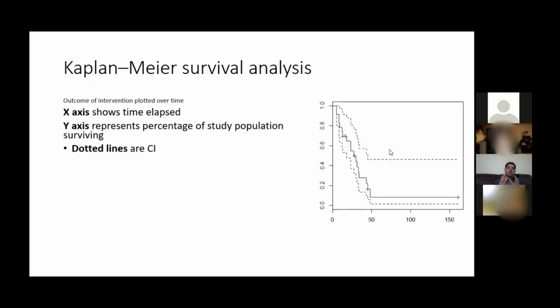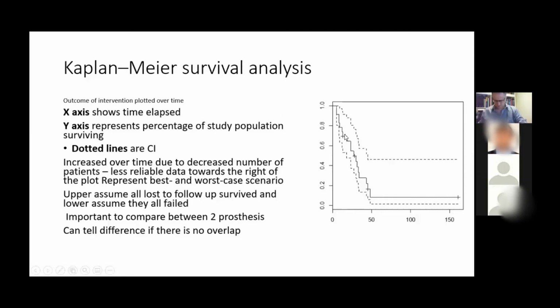As you see here, with time the distance between the two dotted lines widens. That is because you lost follow-up of patients. So now we have a wide confidence interval, and the proportion of uncertainty becomes high. Okay, and you have these small lines here. These represent loss of follow-up, patient death or revisions.